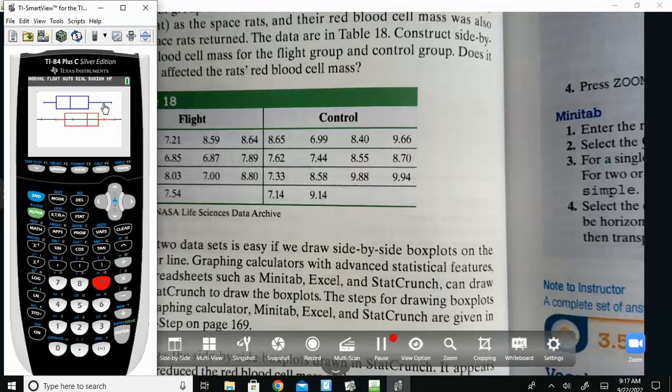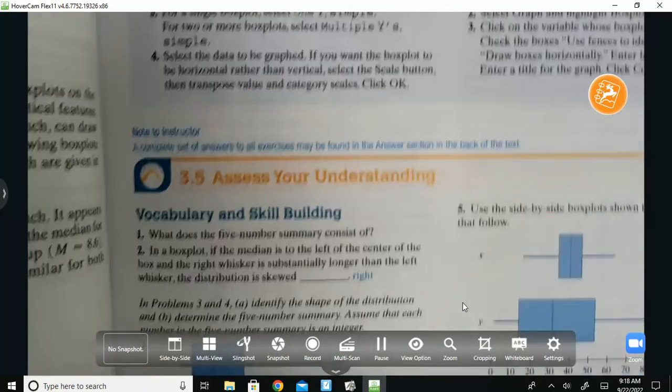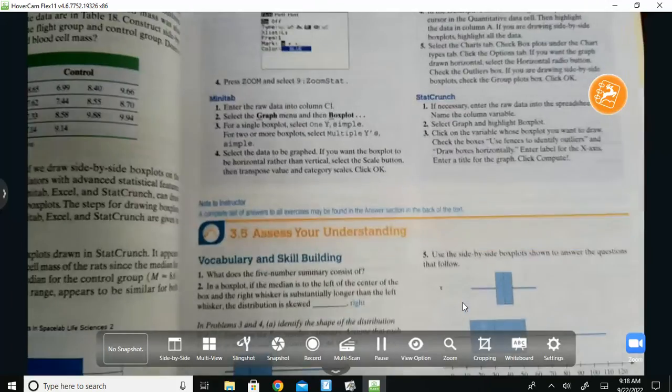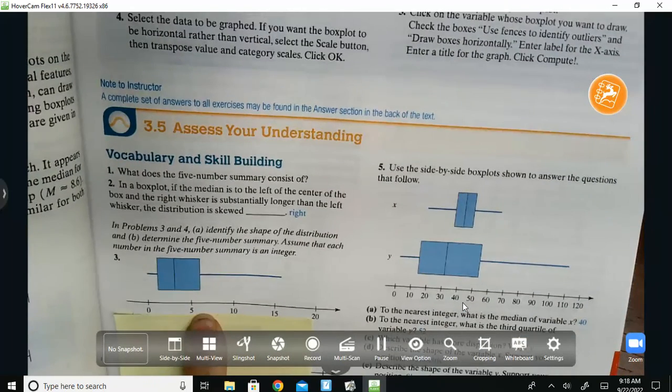All right, I would like to do one more thing. I just wanted to show you a couple graphs, and I want to discuss if they are skewed left or right or symmetric from the box plots. Okay? I want to make sure everybody knows how to tell that. Okay, let's see.